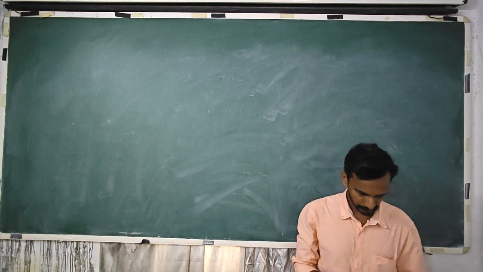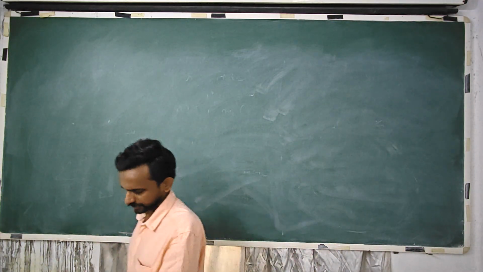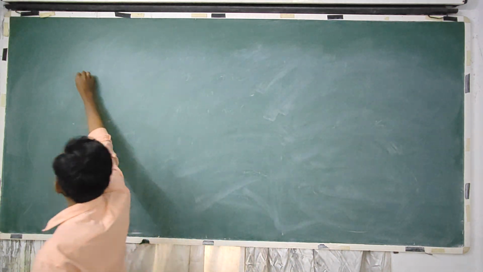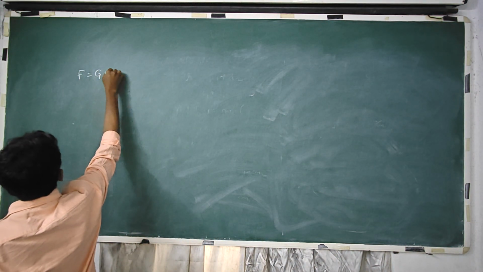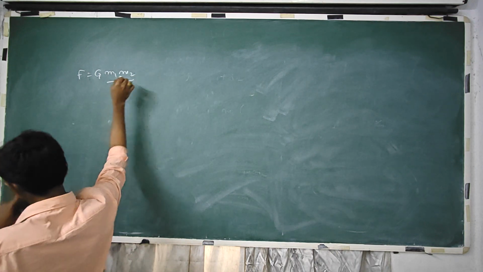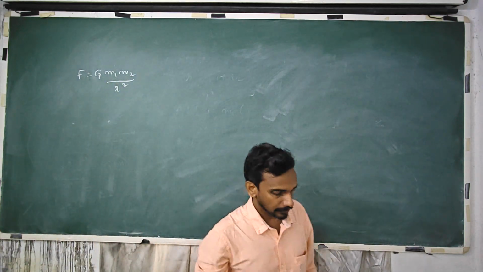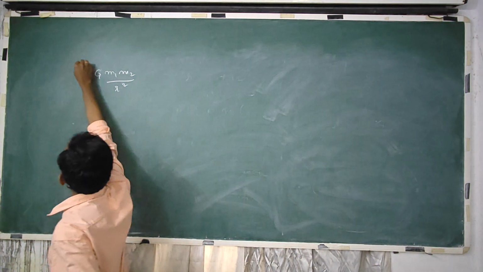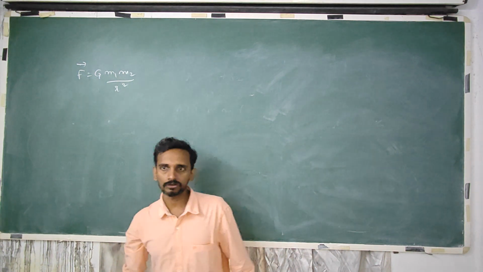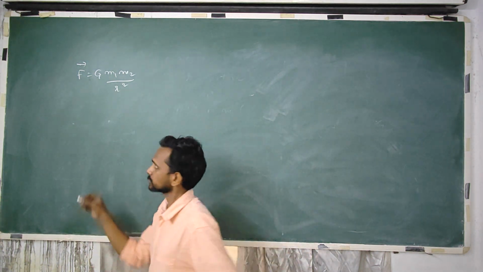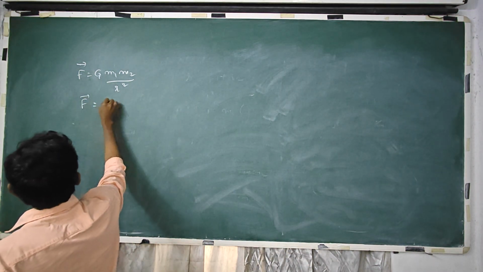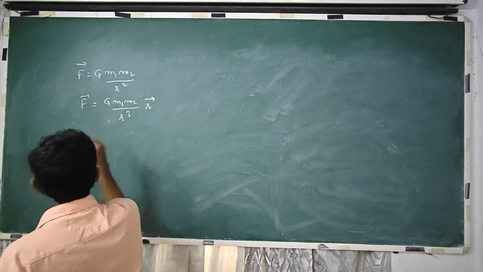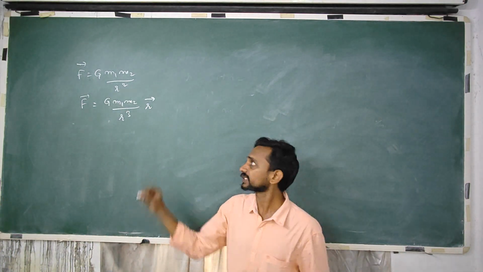So whatever equation we are saying for Newton's law of gravitation, F is equal to G m1 m2 by r square actually gives you the magnitude of force. Whereas to include the direction of force, you have to include direction information also, and it is given by G m1 m2 by r cube, r cap with a negative sign.